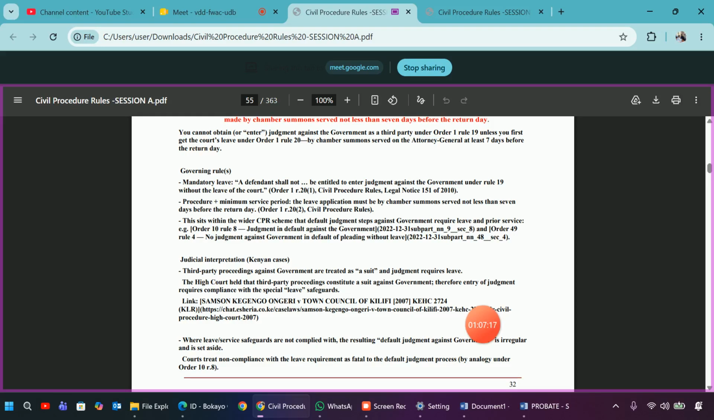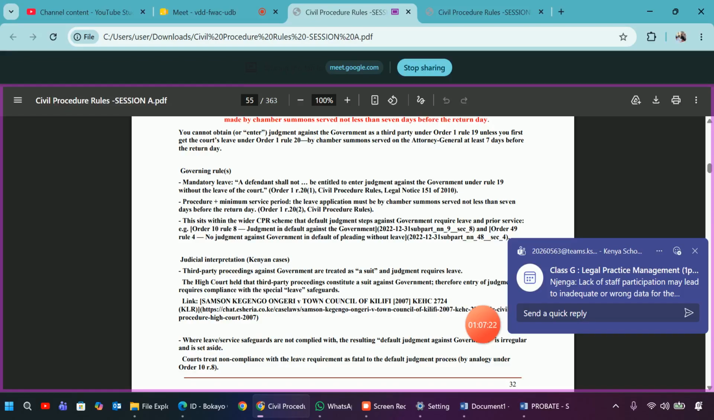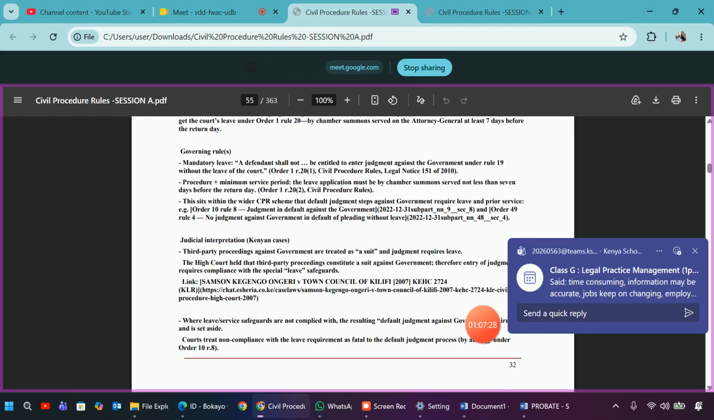So this sits within the wider civil procedure rules scheme that default judgment steps against the government requires a leave and prior service. So no judgment against government.